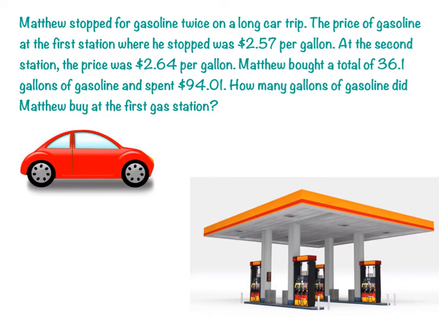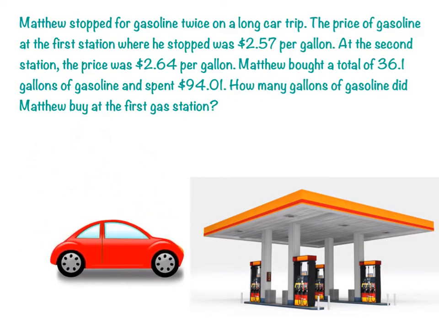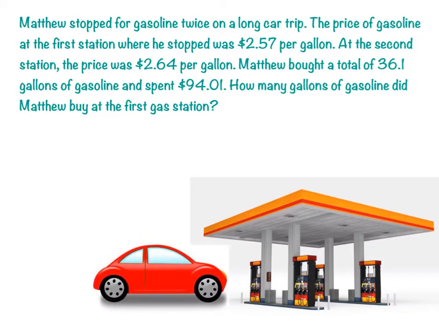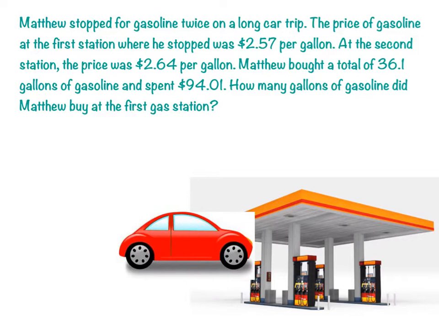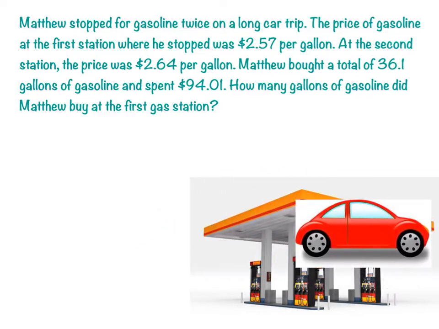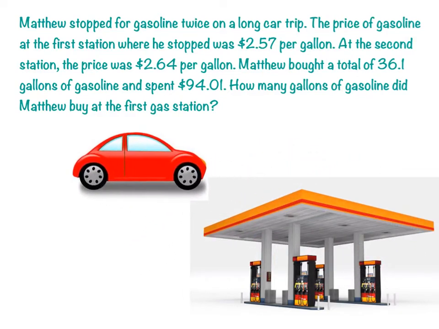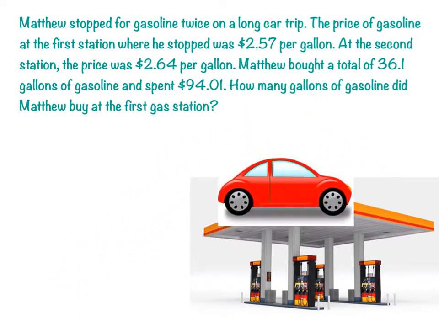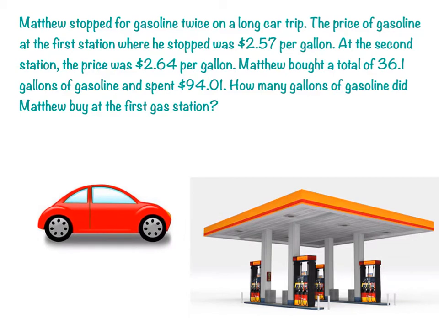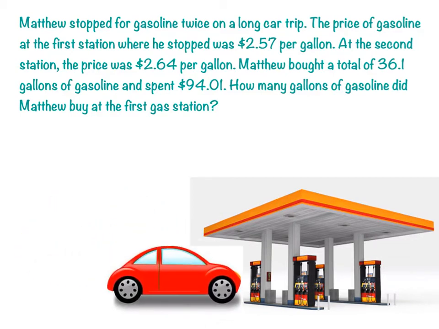Okay, Matthew stopped for gasoline twice on a long car trip. The price of gasoline at the first station where he stopped was $2.50 per gallon. At the second station, the price was $2.64 per gallon. Matthew bought a total of 36.1 gallons of gasoline and spent $94.01. How many gallons of gas did Matthew buy at the first gas station?